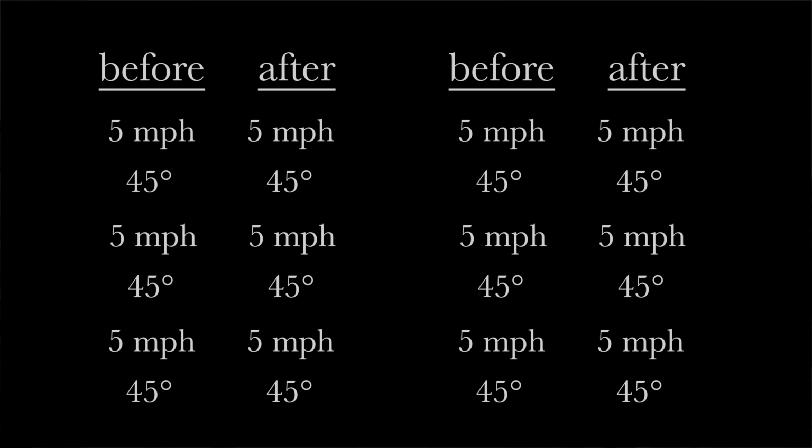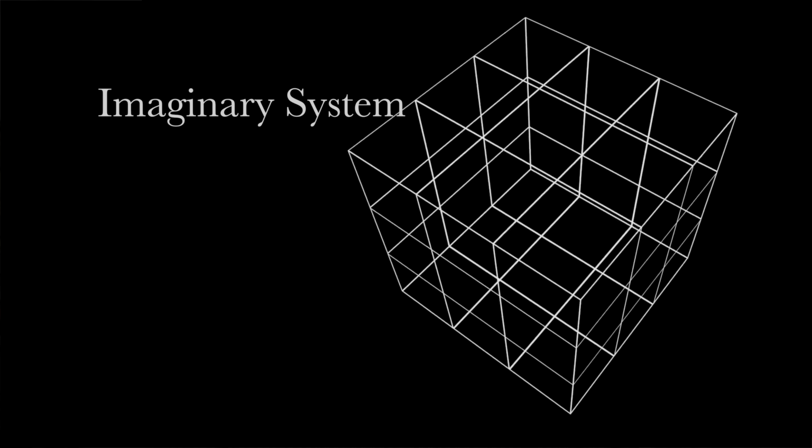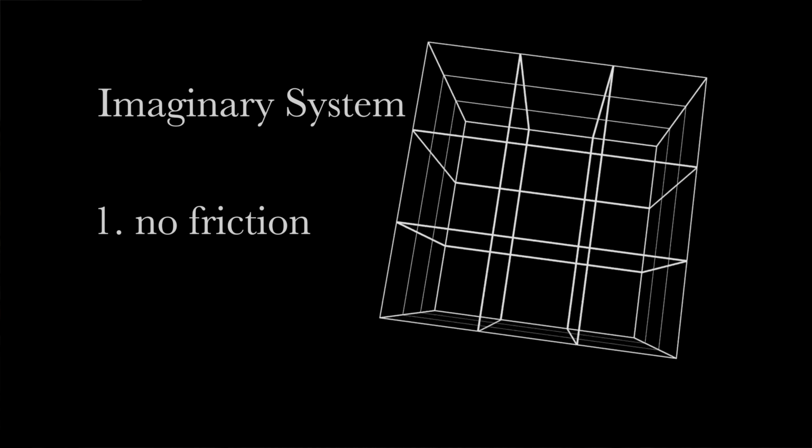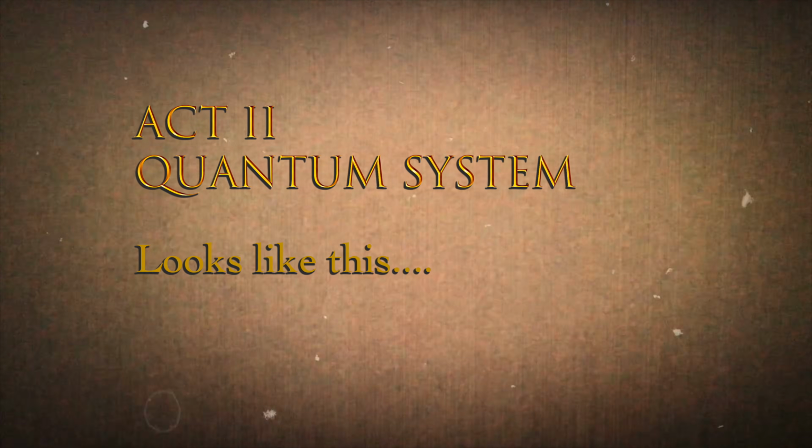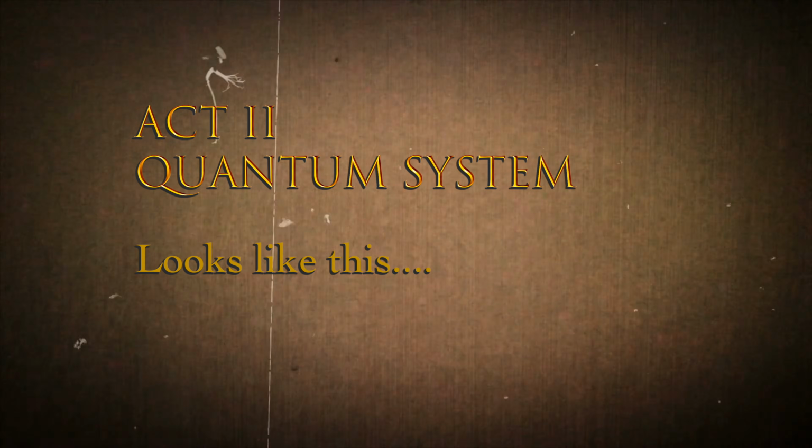After repeating the experiment 100 times, the result is always the same. Of course, this is an imaginary system where there is no friction and things bounce perfectly. On the other hand, a random quantum system behaves like this.